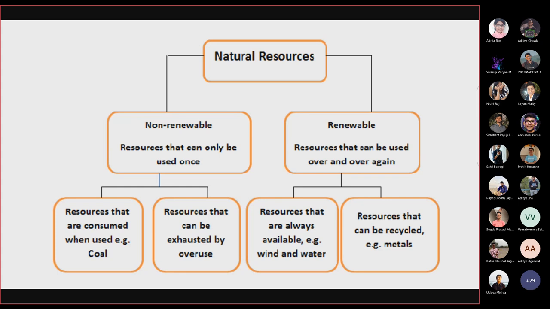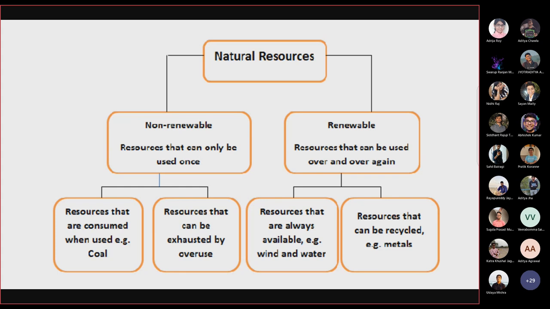Resources that can be exhausted by overuse also come under the non-renewable resources. Renewable resources are resources that are always available, like wind and water. That's always available to us, and that's called renewable resources. Another example is resources that can be recycled, for example metals like iron and steel, which we can recycle and get back. But some of these can be exhausted by overuse, even though we're able to recycle metals, and then that also goes back onto the non-renewable resources.